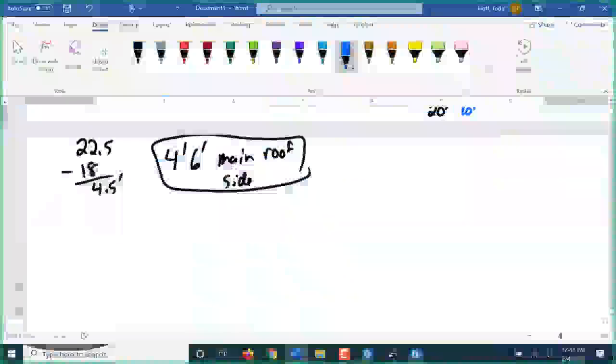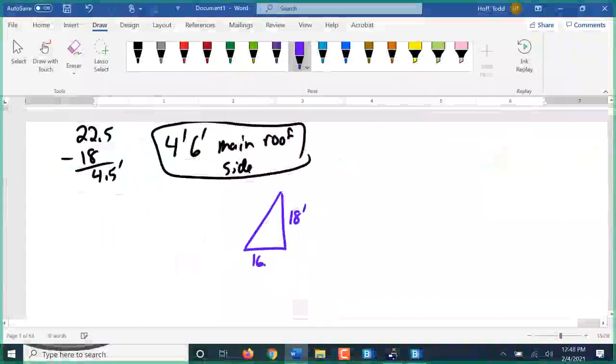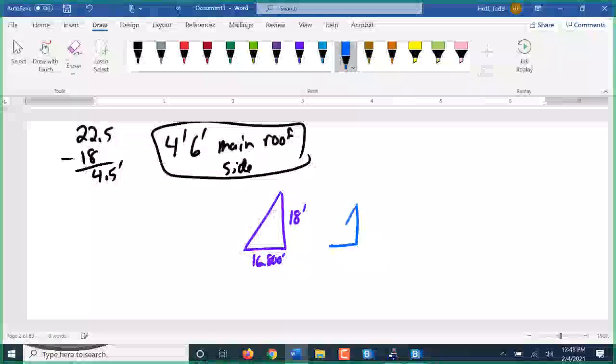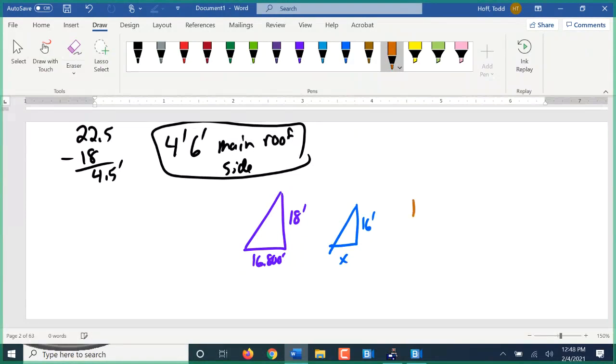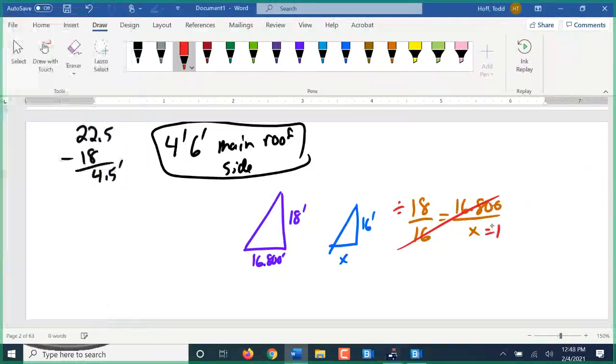Let's draw that out. Got 18 feet here and 16.800 here. Next one, X, will be at 16 feet. So 18 relates to 16. 16.80 relates to X. Cross multiply and divide. 16.800 times 16 divided by 18. 14.933.